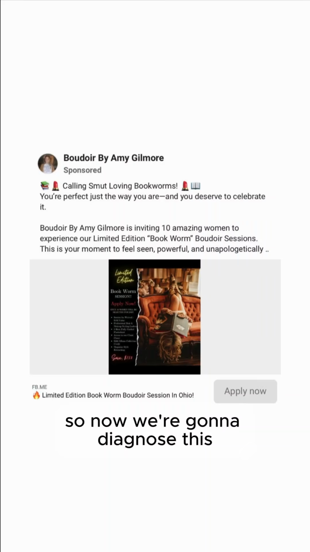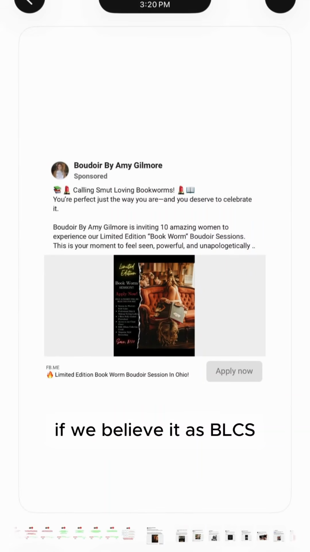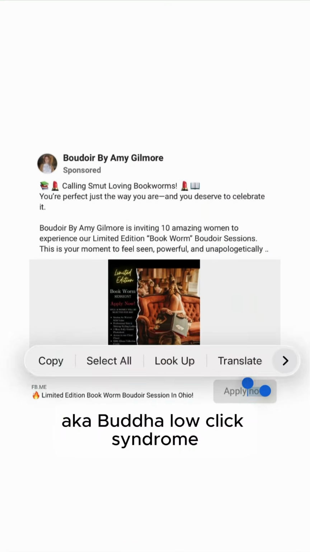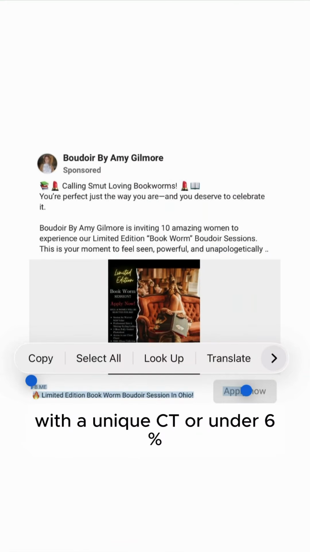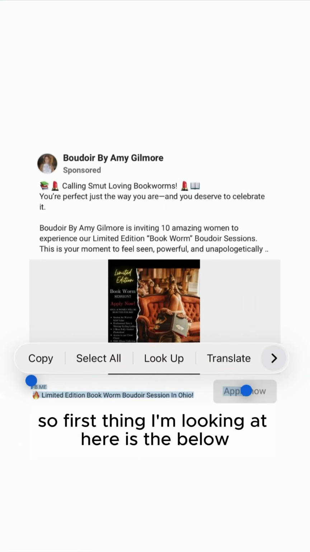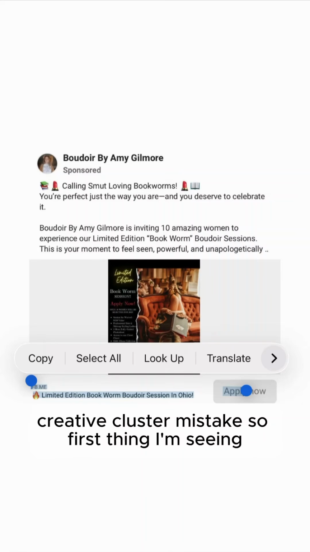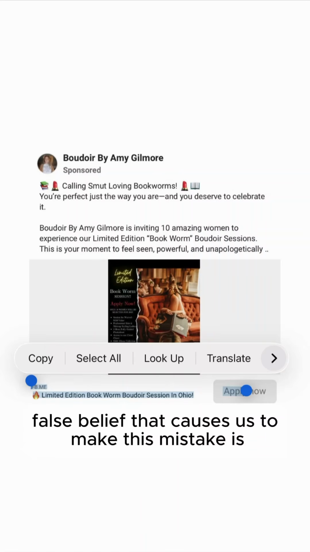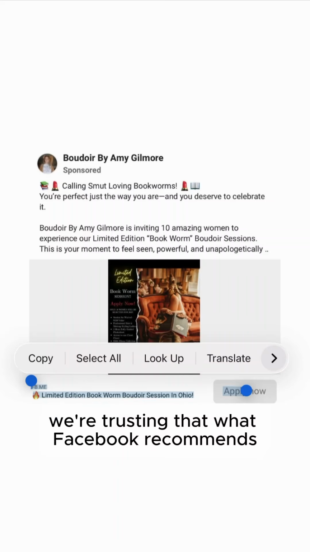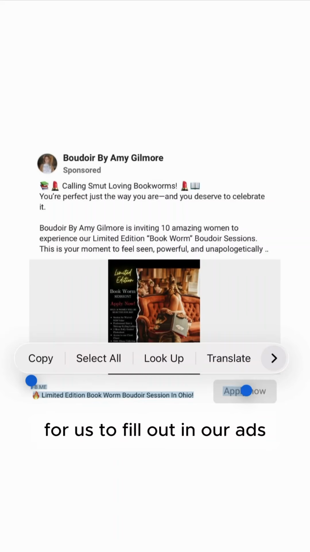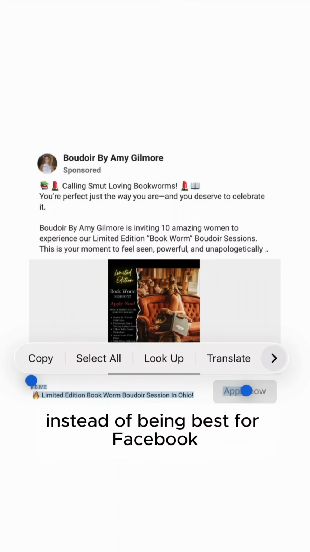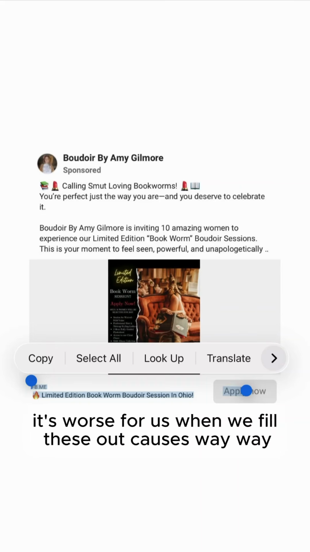So now we're going to diagnose this, if we believe it's BLCS, aka Boudoir low click syndrome, with a unique CTR under 6%. The first thing I'm looking at here is the below creative cluster mistake. The false belief that causes us to make this mistake is that we're trusting that what Facebook recommends for us to fill out in our ads, all these fields they give us, is best for us instead of being best for Facebook. Actually it's best for Facebook, and it's worse for us when we fill these out.